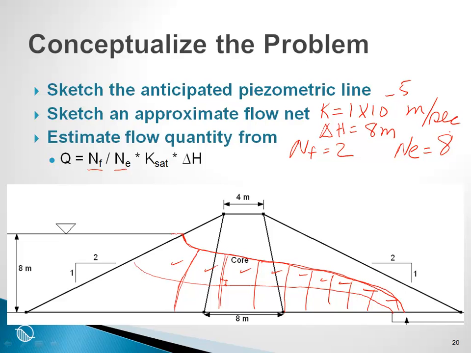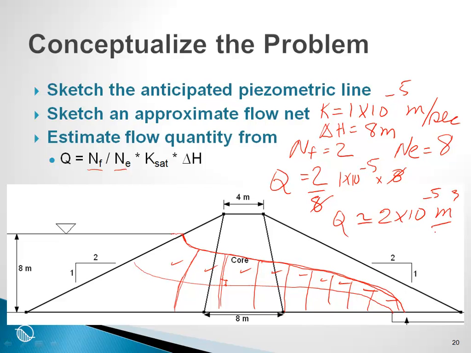And so Q is equal to 2 divided by 8 times 1 times 10 to the minus 5 times an 8-meter drop, so the 8 cancels out. So Q from the SEEP/W analysis should be somewhere in the neighborhood of 2 times 10 to the minus 5 meters cubed per second. This is just a very rough illustration of what we mean by conceptualization.